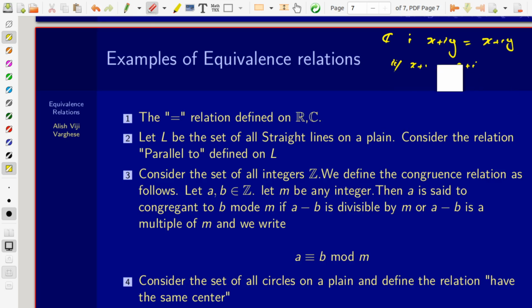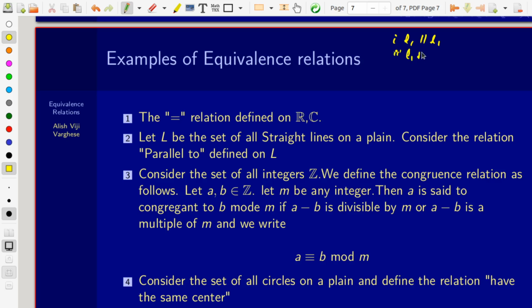So we have all the three properties, and therefore that will form an equivalence relation. Then the second one is the set of all straight lines on a plane, and we consider the relation parallel to. If you consider two lines, then those two lines are either parallel to each other or not parallel to each other. So let's check for an equivalence relation. A straight line L1 is parallel to L1 itself. So the first property is satisfied. It is reflexive.